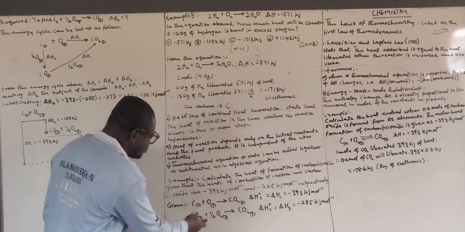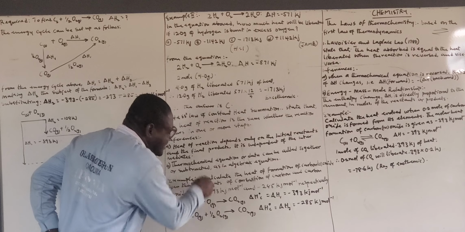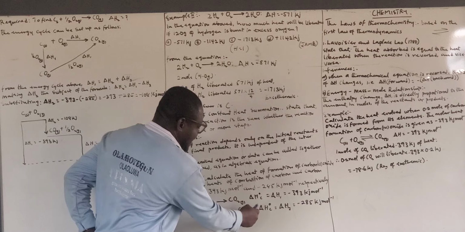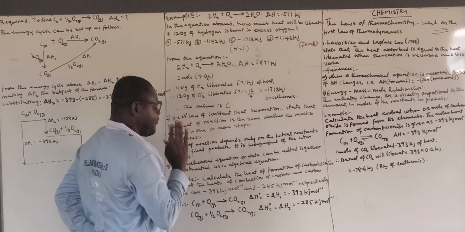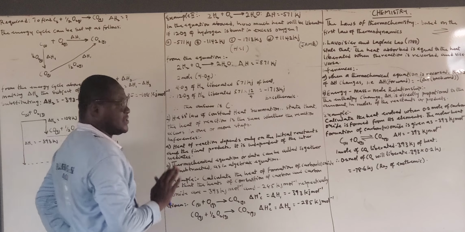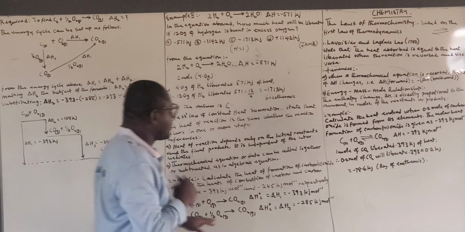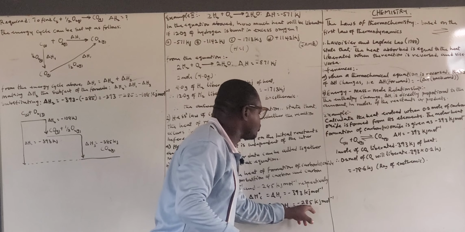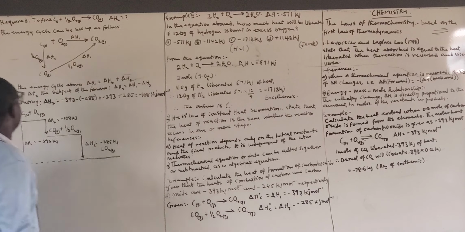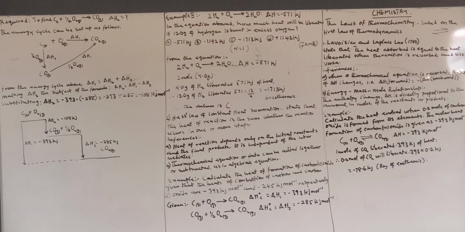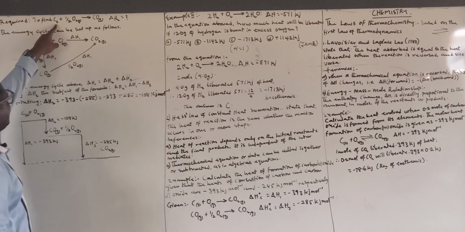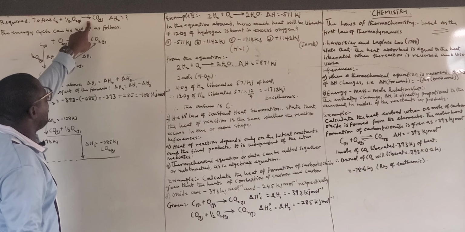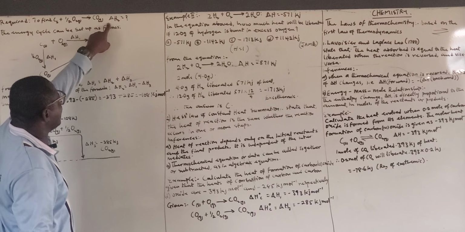Then the next one: we have carbon monoxide plus half of the oxygen gas, which is liberated to carbon dioxide. The change in heat is equal to minus 285 kilojoule per mole. Required to find: carbon, a solid, plus half of oxygen gives us carbon monoxide, the change in enthalpy.